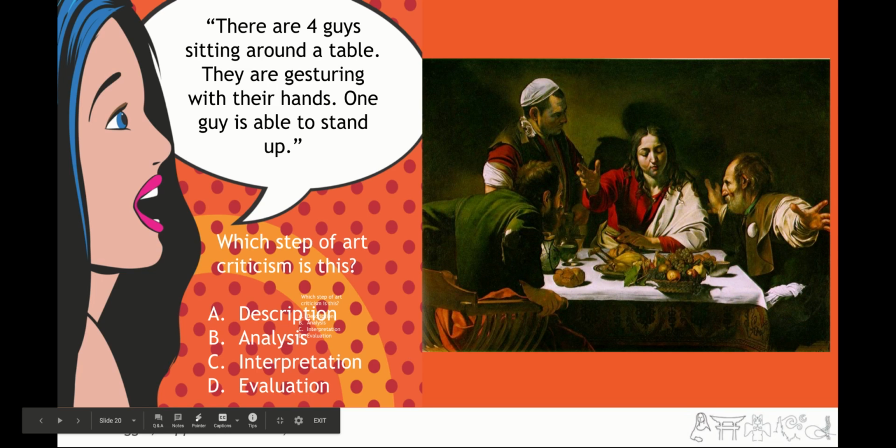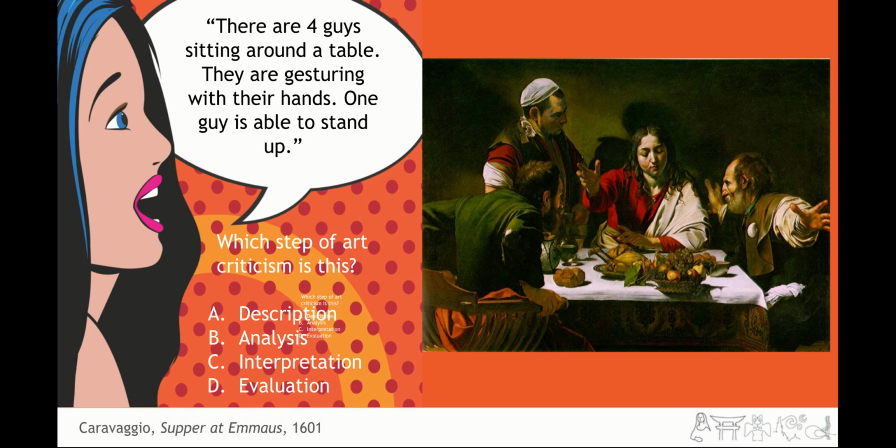Last one. There are 4 guys sitting around a table. They are gesturing with their hands. One guy is able to stand up. Which step of art criticism is this? Description, analysis, interpretation, evaluation? This is a description. We are talking exactly about what we see in the artwork.